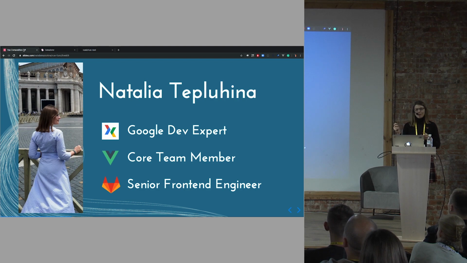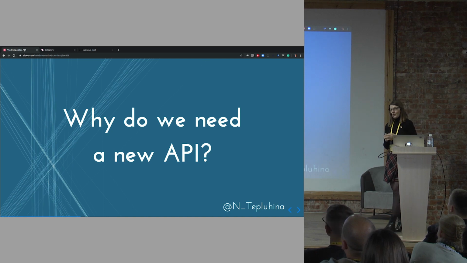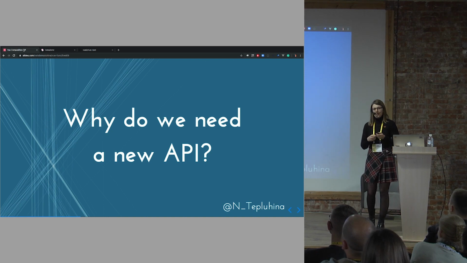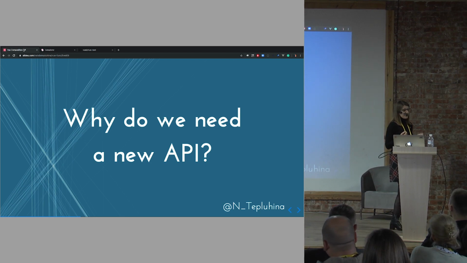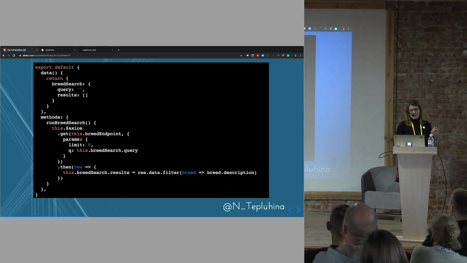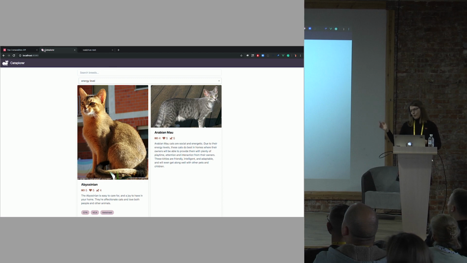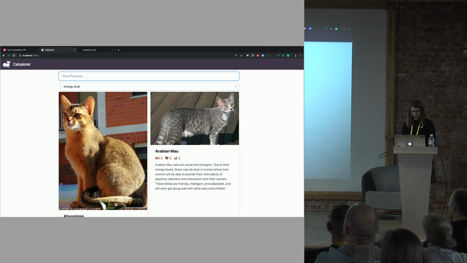So let's switch to this new feature and try to understand why we need a new API at all. If creating a new API was so hated on Reddit, maybe we're fine with the options syntax, like with Vue 2. Maybe we don't need any kind of new shiny features. Let's have a look at the code. If you wonder what this is, it's Cat Explorer. It's a simple application, I will make it a bit bigger, where you can search for cat breeds.